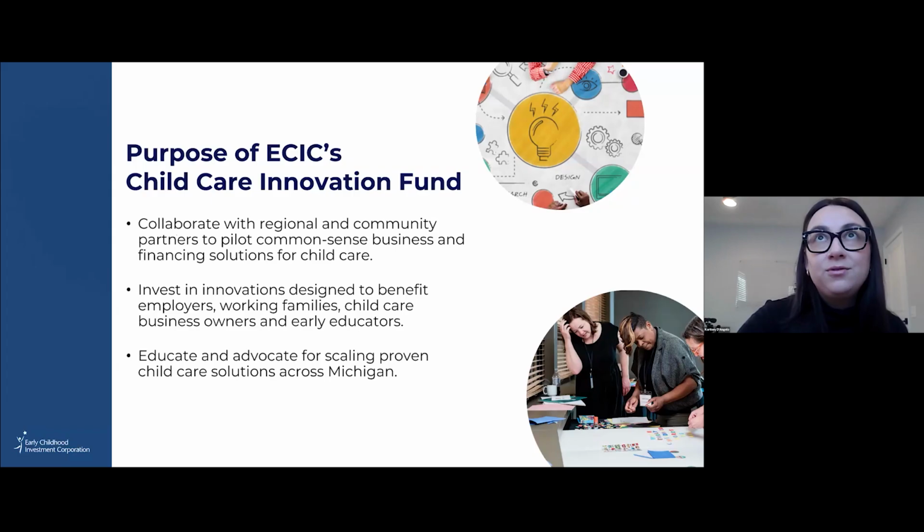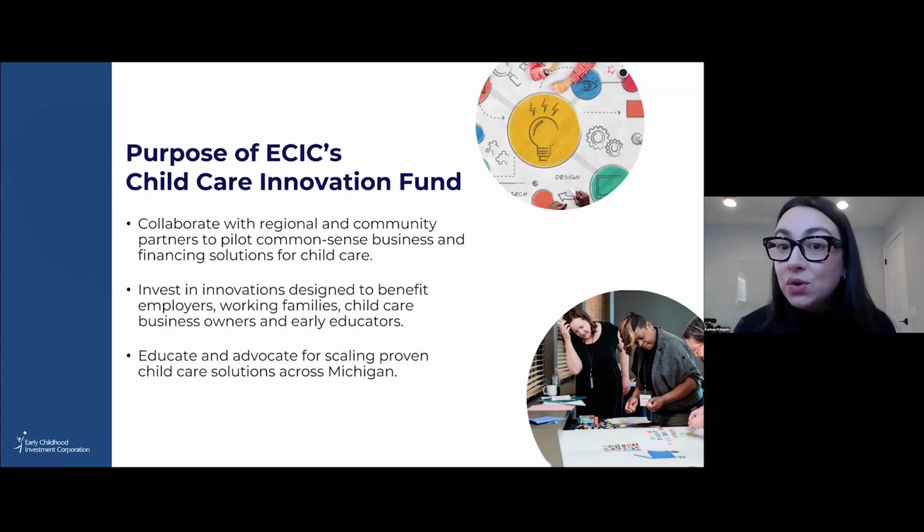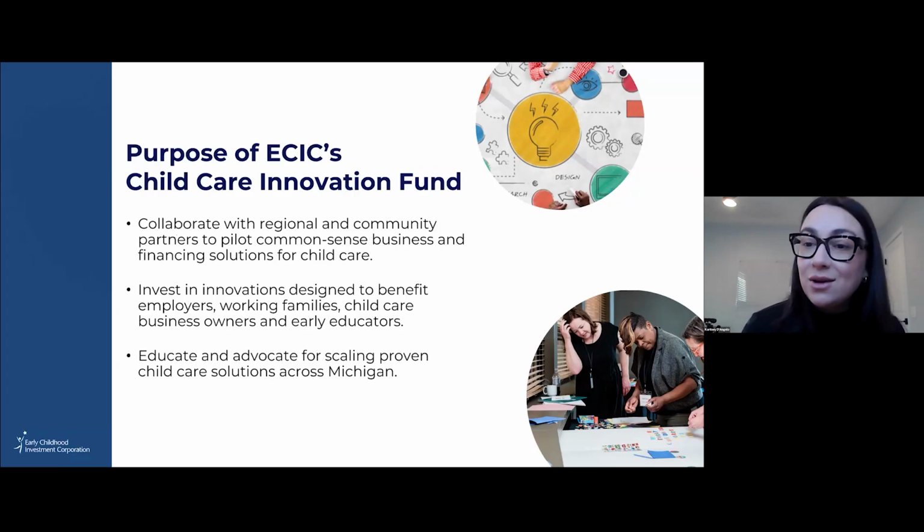As of the end of fiscal year 24, so as of the end of September 2024, the fund has granted a total of $13.5 million through 94 unique grants, reaching all 83 counties in Michigan. If you're interested in learning more about the work and impact of the Innovation Fund, we have a cool new impact report that we would love you to check out. The link is being dropped in the chat, so if you'd like to check that out later, we would love that.